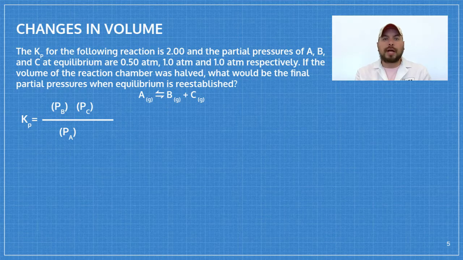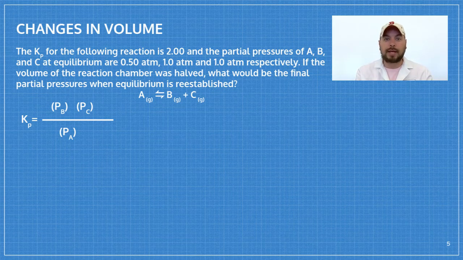In our first practice problem, we're going to look at how changing the volume can affect our equilibrium position. I have here a reaction. It's already balanced. I'm given the K value for this reaction is 2. And I'm also given the equilibrium values for my gases A, B, and C. Now that's important. That means it's already at equilibrium. But here's the thing. If I cut the volume of that container in half, immediately, I double all of those pressures.